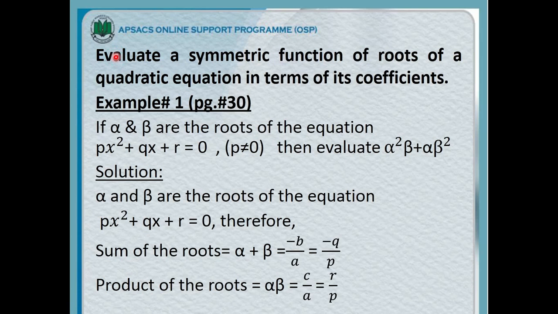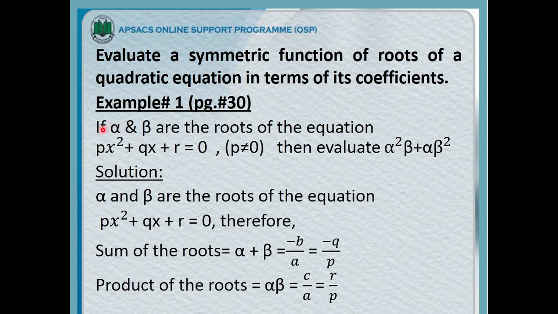So students, we will start our lesson today. First we will discuss how to evaluate a symmetric function of roots of a quadratic equation in terms of its coefficients. I am going to explain this topic by solving and explaining example number 1 on the book, page number 30.